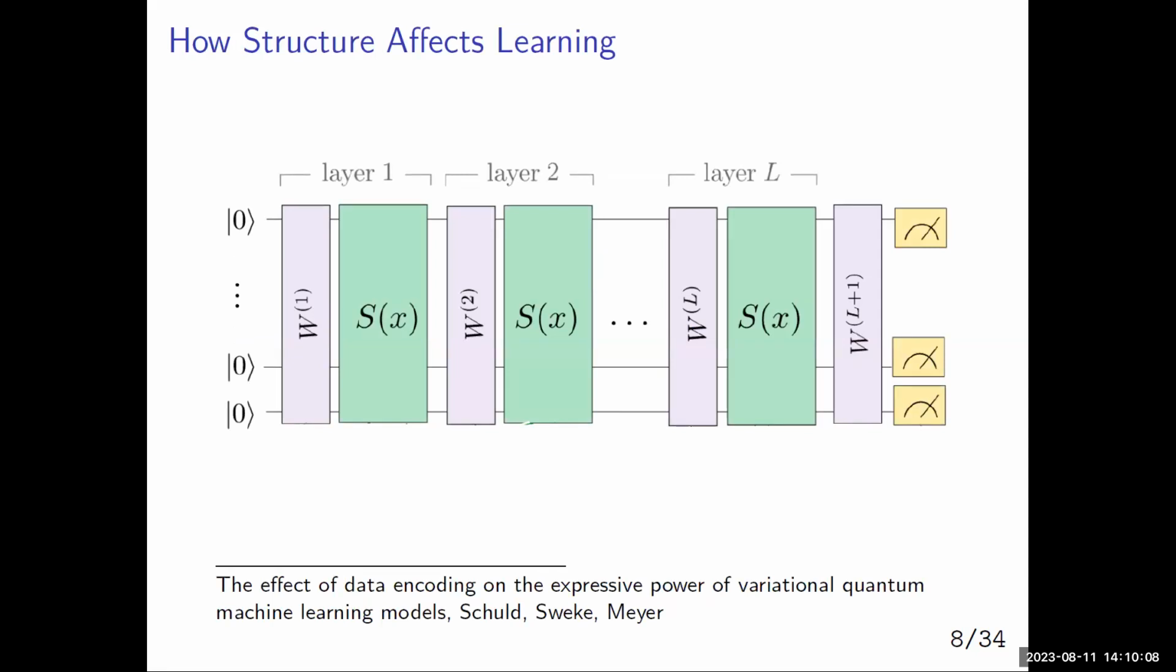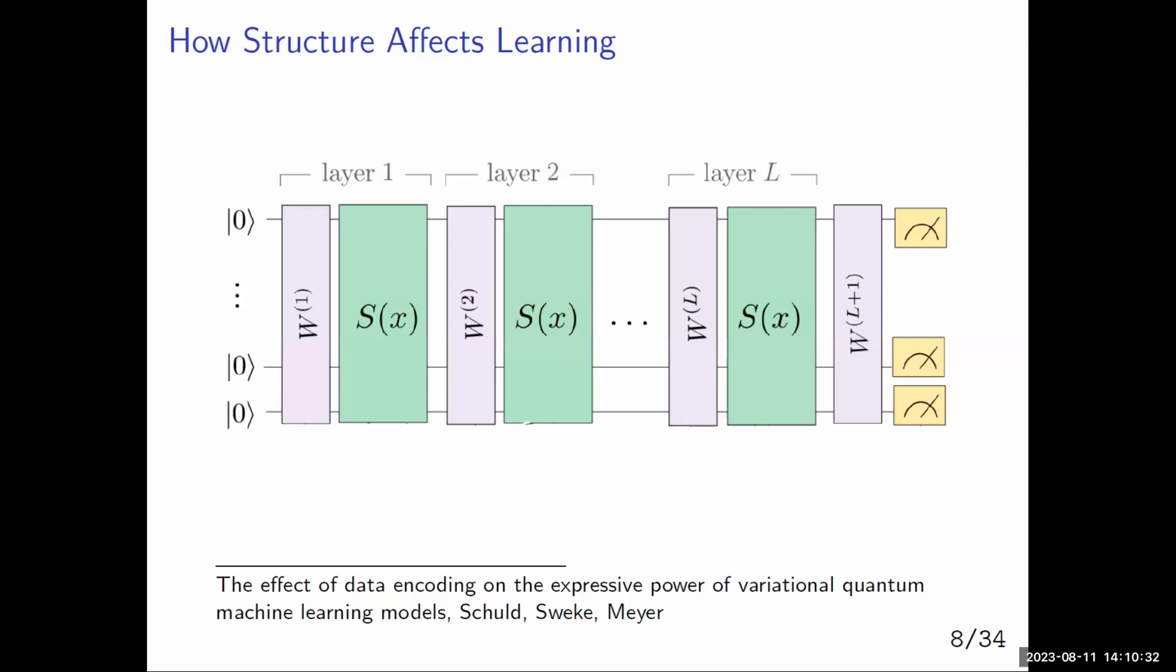So to understand how the structure can affect the learning, we're going to look at this circuit, which comes from the paper at the bottom there. So basically, the circuit is kind of two different circuits in one. You'll see it has layers. So the layers either refer to the repetition of the W and S of X gates.